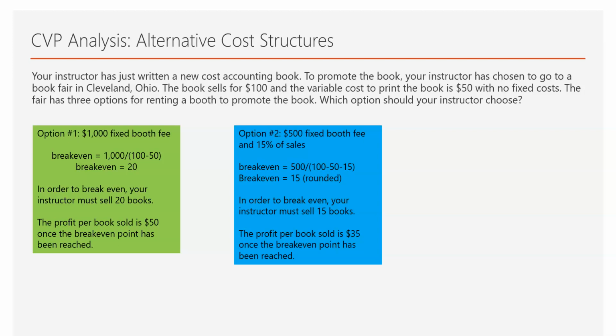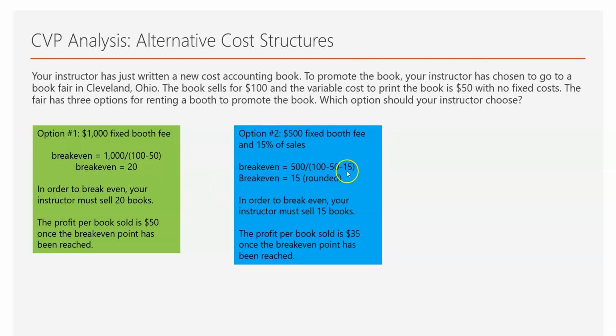I got to take that into account. So now I'm going to adjust my $500 of booth fee, divide that by my sales price minus my variable cost, to give me my contribution margin. But now my contribution margin, is it really $50 like it was over here? No, it's not. Why is it not?